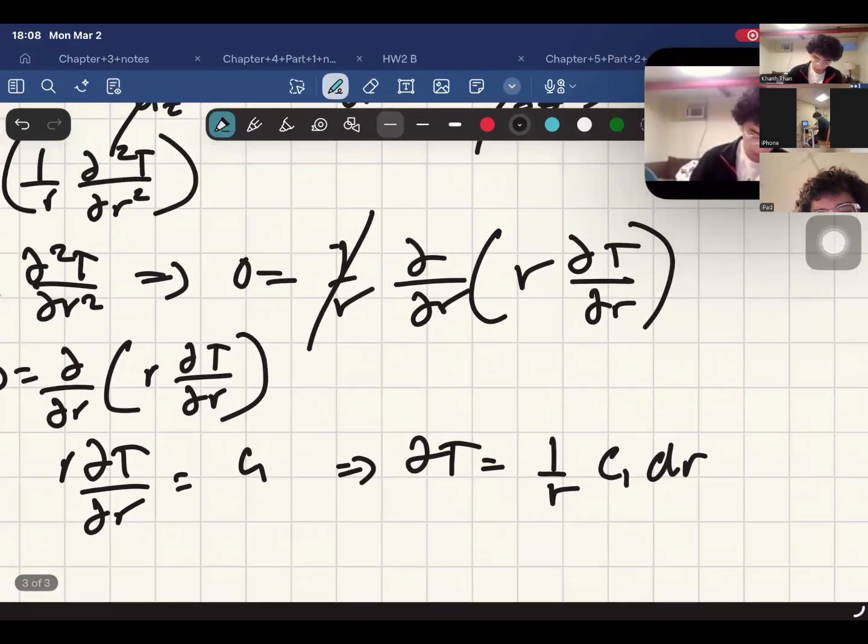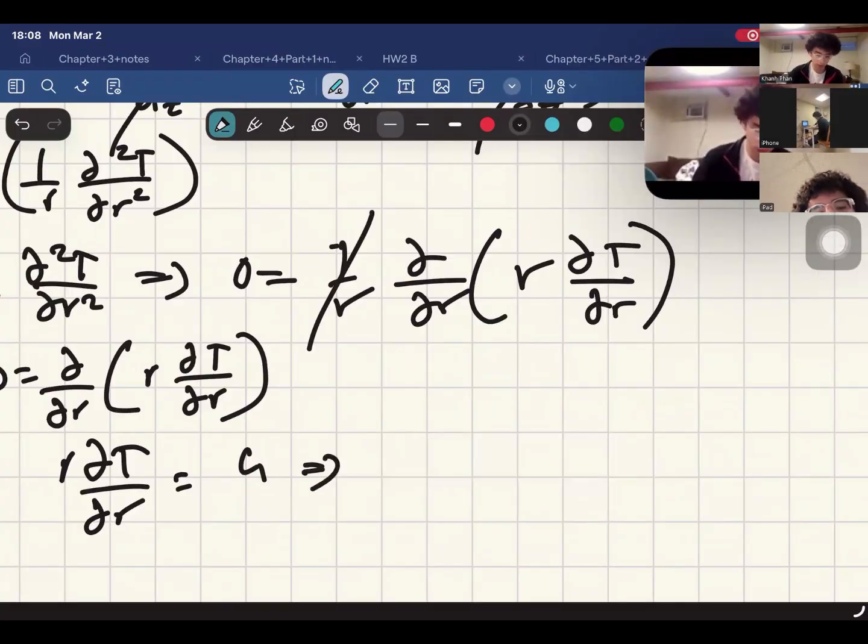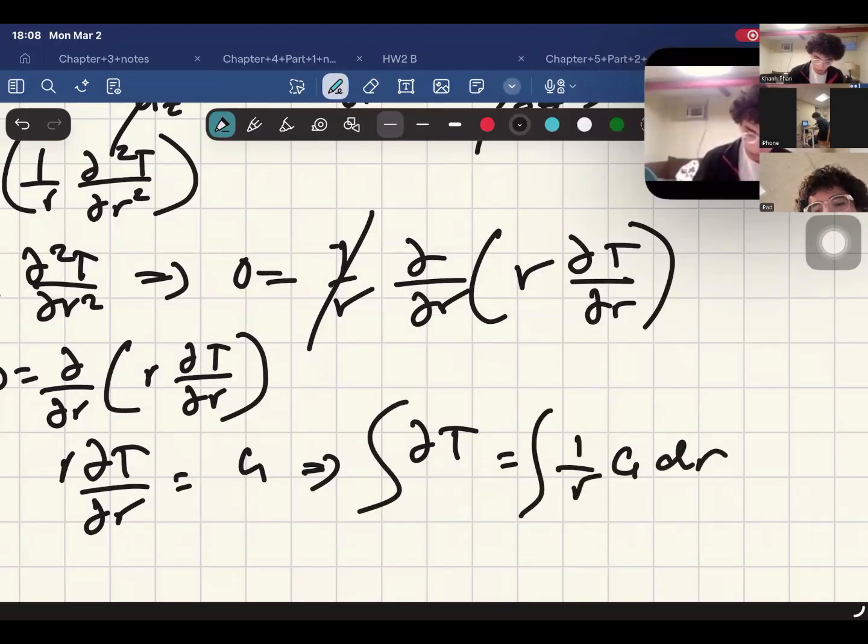Or actually, we need to solve for C1. So that's what we're gonna do in terms of T and R. So we can have dT, we're gonna move the R over to the other side. So separation of variables: dT is equal to 1 over R, C1 dr, and then we integrate both sides. So the upper boundary is going to be the temperature at the outer radius, and the lower is the temperature at the inner radius, and then the outer radius and the inner radius.